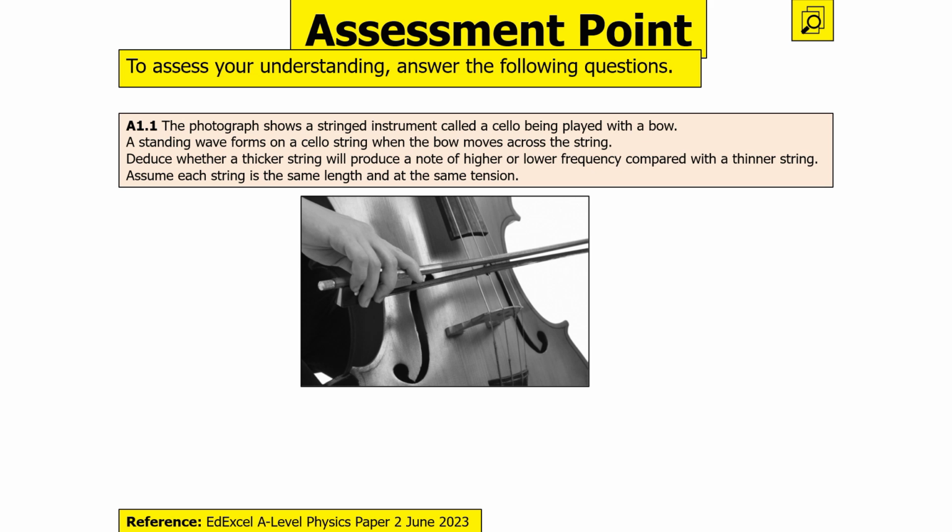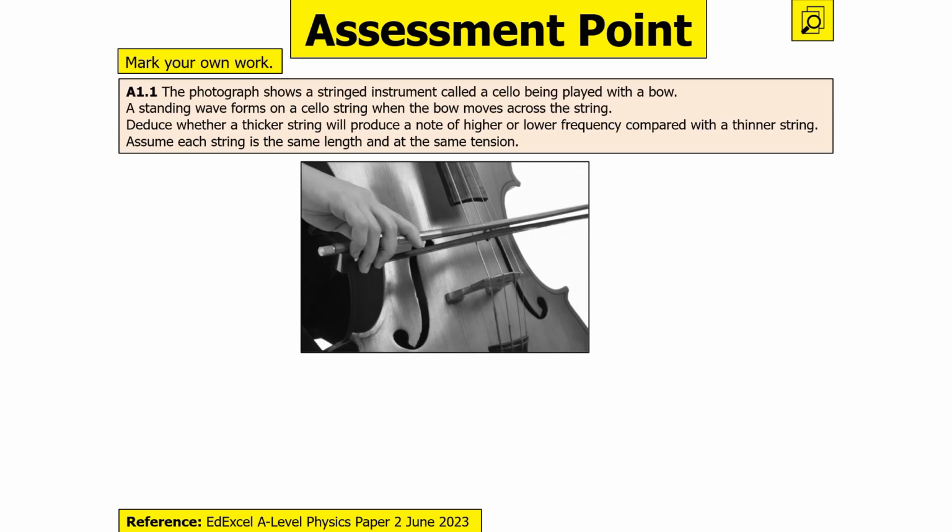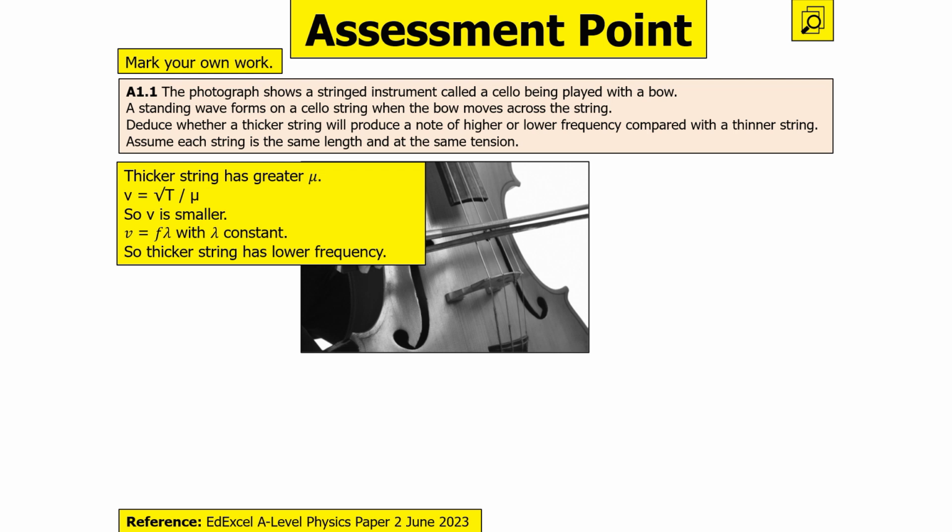Assume each string is the same length and at the same tension. So pause the video now, then unpause the video when you want to go through your answer. Right, what you should see by looking at the equations given to you on the equation sheet, that ultimately when you consider everything that stays constant, V is going to be equal to the square root of T over mu, where mu is the mass per unit length.